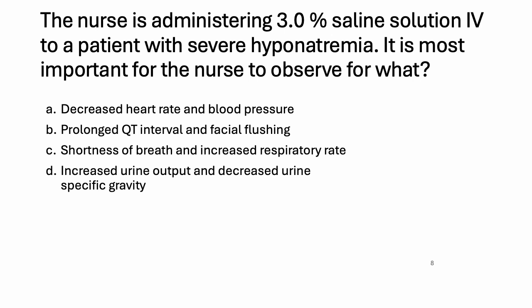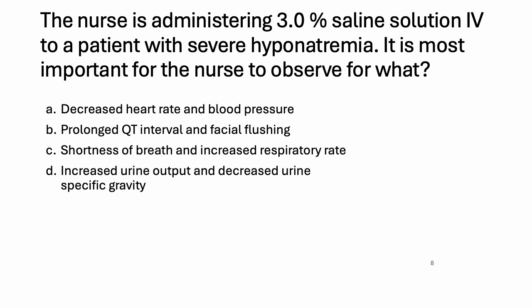So if we are looking at this list, we have decreased heart rate and blood pressure. We know from all that description that our heart rate and our blood pressure would be increased, not decreased. Prolonged QT interval and facial flushing. I didn't mention anything about that. Shortness of breath and increased respiratory rate. Okay, that sounds like something we already talked about and what we're watching for, that pulmonary edema. Increased urine output and decreased urine specific gravity. No, that's not what we're talking about here. We're talking more about the fluid overload.